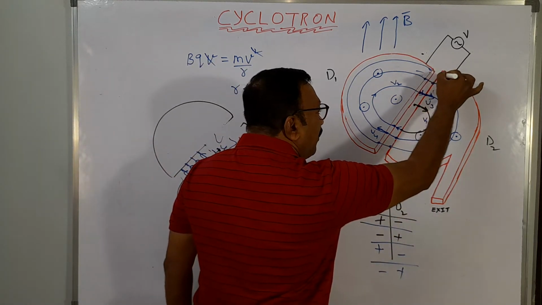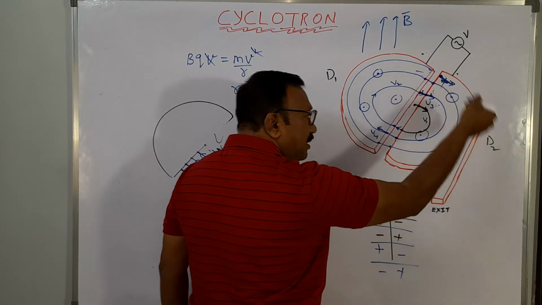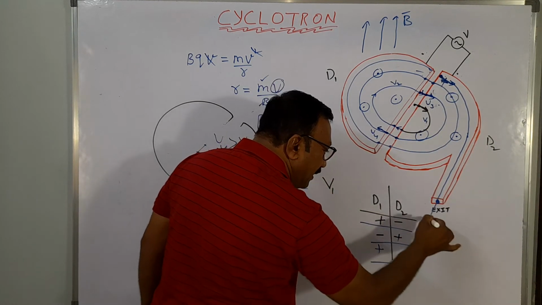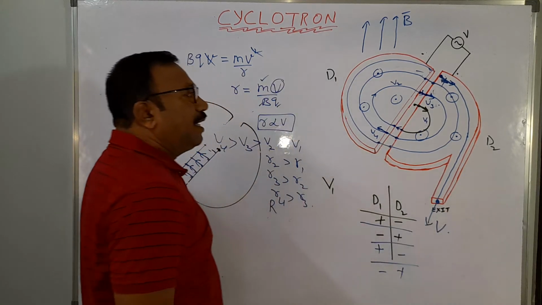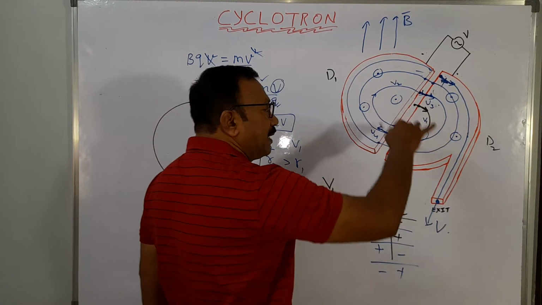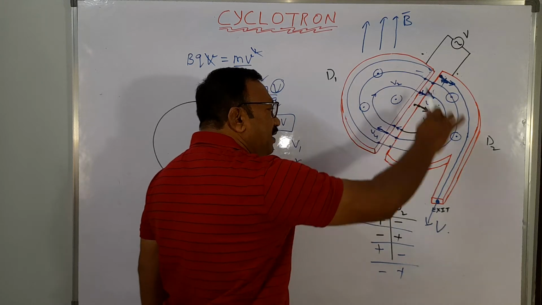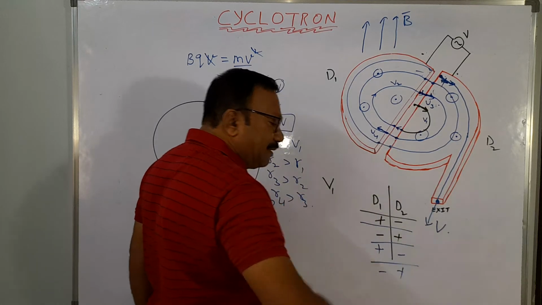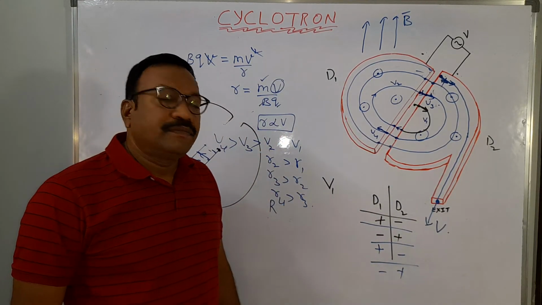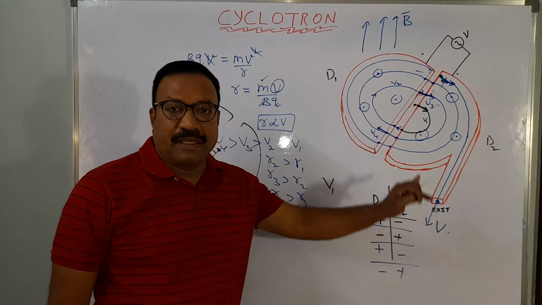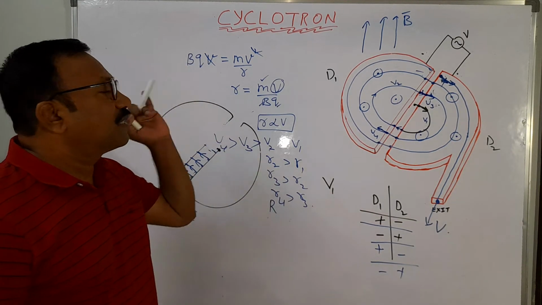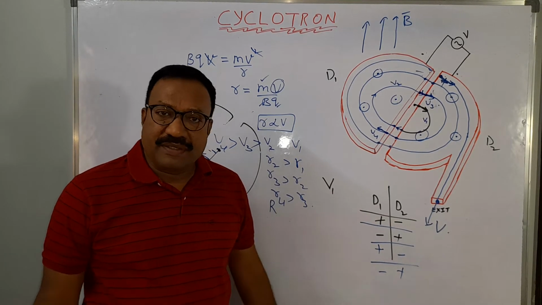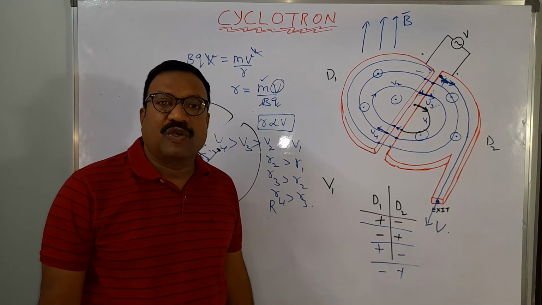Now finally, after acquiring the required velocity, this particle is allowed to come out with a greater velocity. Like this, the particle is being accelerated. Magnetic field is making it move in a circular motion, and the electric field between the Ds is accelerating the particle. So finally, a highly energetic particle will be coming out. That is the working of cyclotron. This is a very important question for CBSE as well as state boards also.